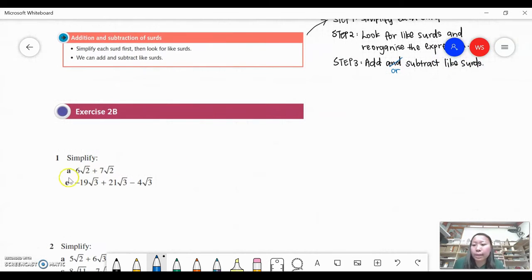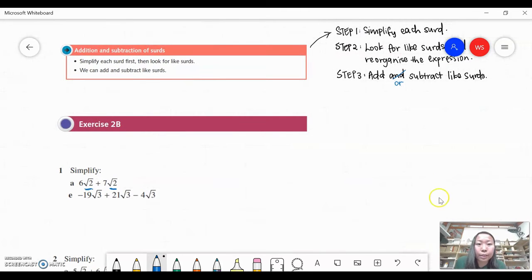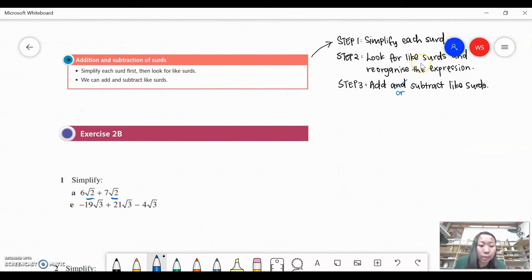Okay, so question 1a, it has 6 times square root of 2 plus 7 times the square root of 2. So over here, we can already notice that square root of 2 and square root of 2 happens in both surds. So this means they are like terms, right? So we would have already satisfied step 2 over here, looking for like surds. Before that, let me just go to step 1. So it says simplify each surd. Knowing that 2 is the very least sort of number that is not a perfect square, and that can only be multiplied by 1 in that sense, this is the simplified surd already, right? So this is a simplified form of that. So therefore, we do not need to carry out step 1.